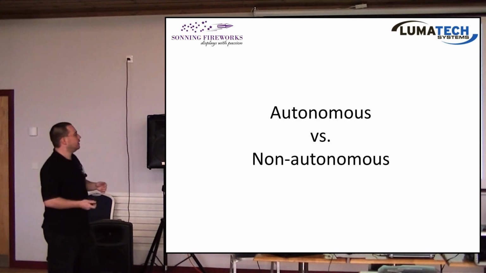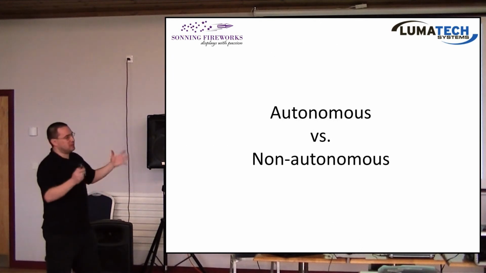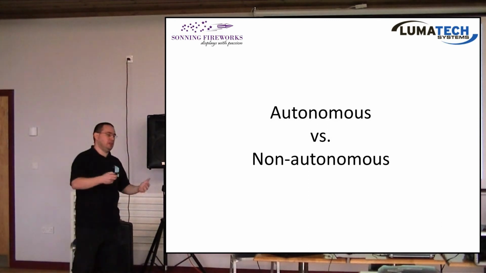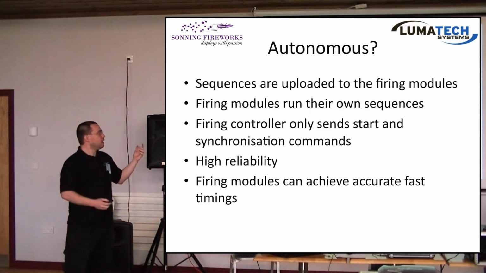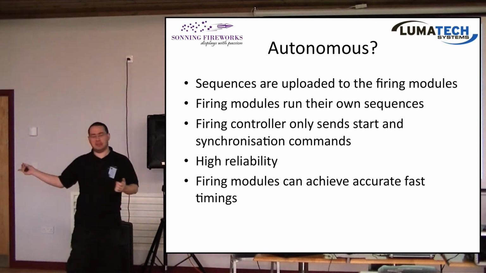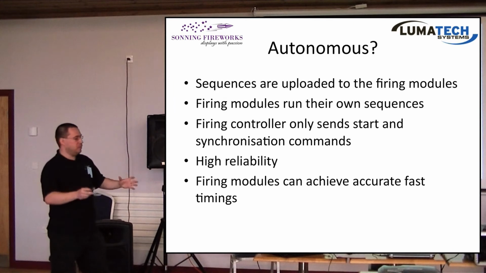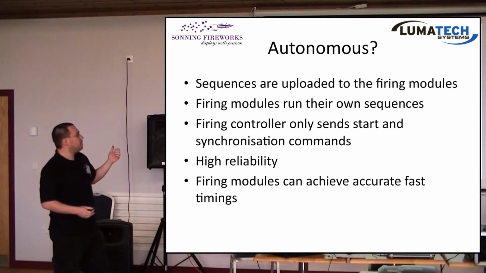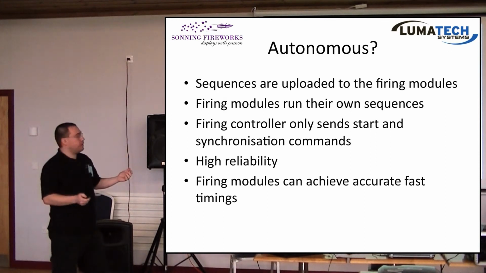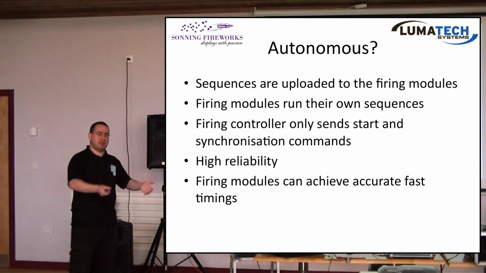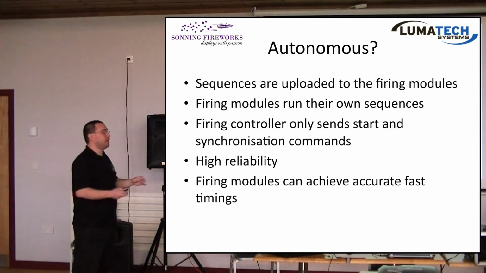Yeah, like I say there. So the next part of this, we've talked a little bit about protocols. The next part, I'm going to talk about autonomous and non-autonomous systems. So autonomous systems, like the Merlin system we've got here, is where the sequences are uploaded into the modules. So each of the modules knows their part of the show and what they need to fire when. So yeah, the firing modules can run their own sequences. The firing controller only sends sort of start signals and synchronisation signals to the modules, but fundamentally the modules are autonomous and they work on their own.